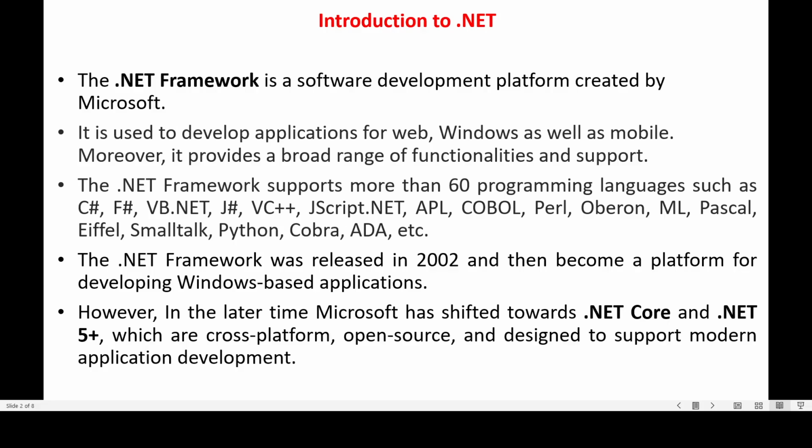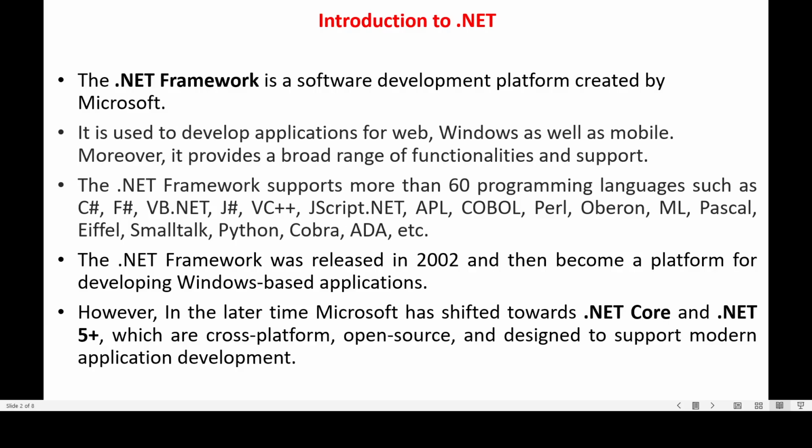Whatever software applications we build using the .NET Framework will run only on the Windows operating system. We can also create web applications, Windows-based applications, desktop-based applications, as well as mobile applications using the .NET Framework. It also provides a broad range of functionalities and support. The .NET Framework supports more than 60 programming languages. It includes C Sharp, F Sharp, VB.NET, J Sharp, VC++, JScript, and much more.